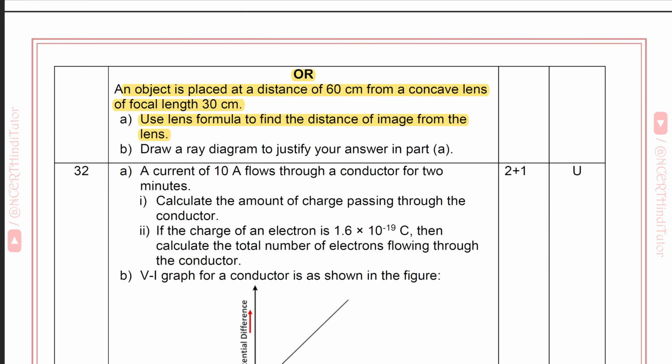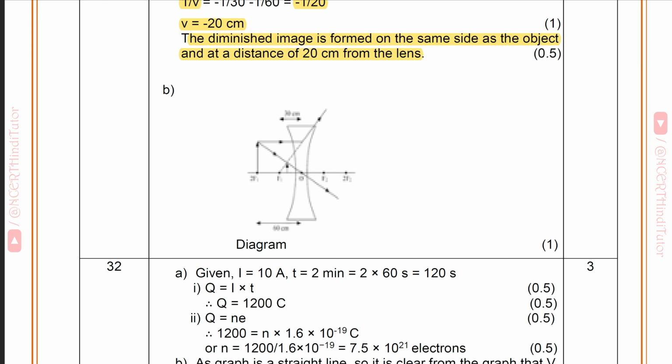B. Draw a ray diagram to justify your answer in part A. The image is small in the PDF, so you may not be able to see it clearly. So I'll tell you, this is 2F1, F1, O, F2, 2F2. This is 20 centimeter, that is v, and this is 60 centimeter, that is u.